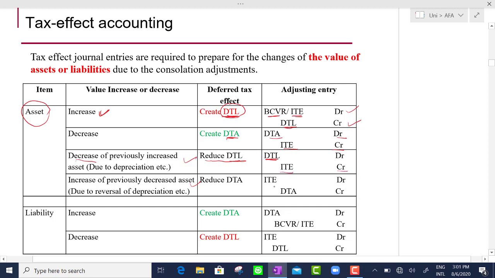The other case, increase of a previously decreased asset. Now think about this situation. Previously decreased asset. When the decrease happened, we recognized a deferred tax asset.